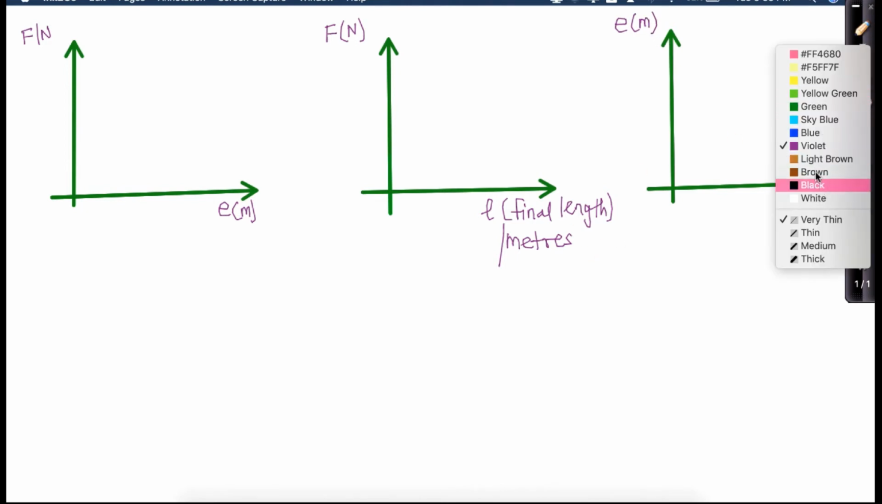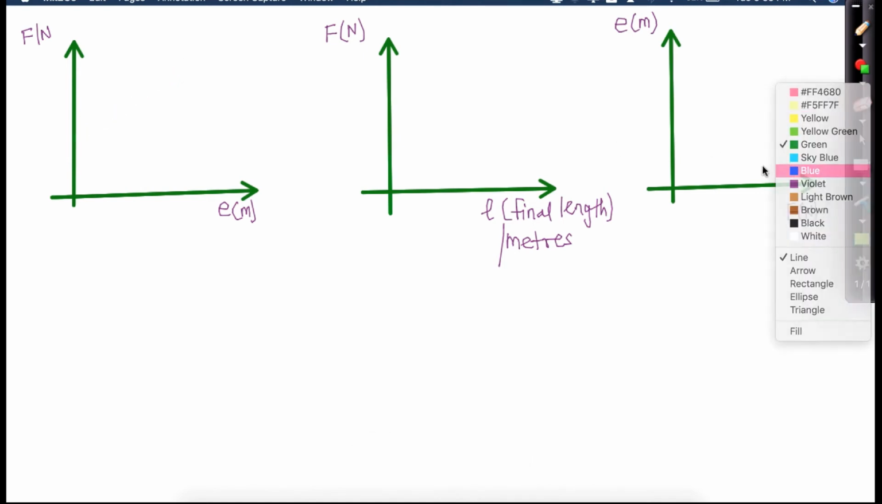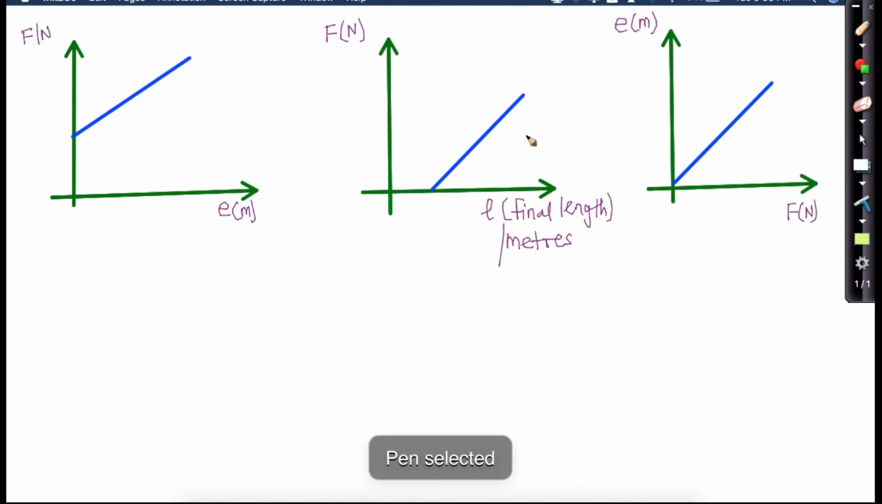Now, in the first case, the graph is like this. Let me use a different color to express the graph. In this case, the graph is like this. In this case, the graph is like this. Now, what are the differences between these three graphs? Are all three graphs correct? Think about this. Which one is correct? This one, third one, or second one, or first one?